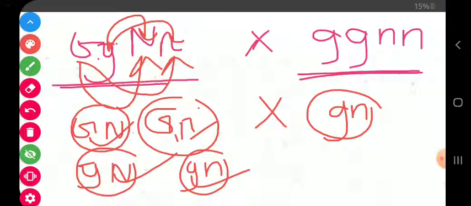What do you get at the end? I'm not trying to show all those. You know how to join these things and get. You get capital G, small g, capital N, small n, gray-bodied, normal. You get capital G, small g, small n, gray-bodied, vestigial wings. You get small g, capital N, small n, black-bodied, normal wings. You get small g, small n, black-bodied, vestigial wings, right? So you have the genotype ratio of 1:1:1:1, and you have the phenotypic ratio, which is equal to the genotypic ratio, of 1:1:1:1.